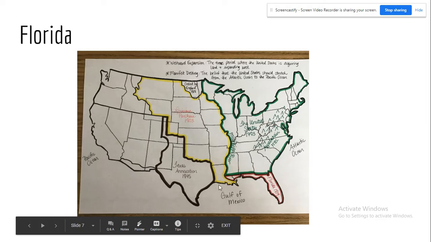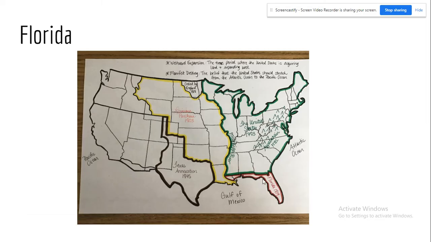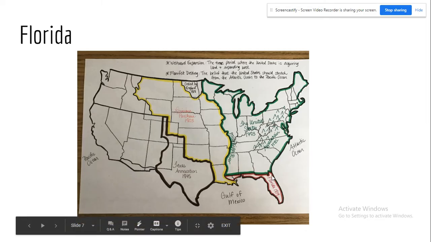Now, the next area that we gained is Florida. So you'll take a red marker and outline this area down here. We gained this territory in 1819.